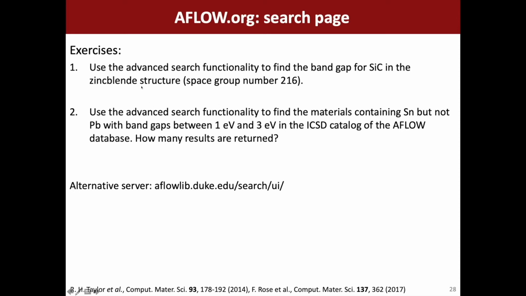So there's 2 exercises. First is to use the advanced search functionality to find the band gap for silicon carbide in this zinc blend structure, so space group number 216. And the second one is to use the advanced search functionality to find materials containing tin, but not lead, with band gaps between 1 and 3 electron volts in the ICSD catalog of the AFLOW database. So how many results are returned?